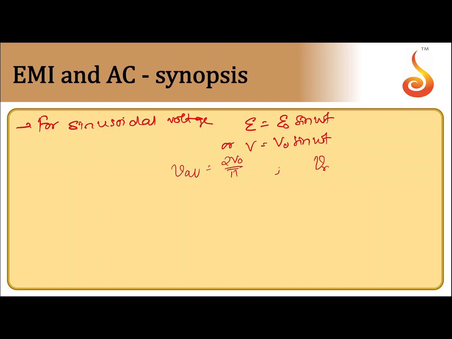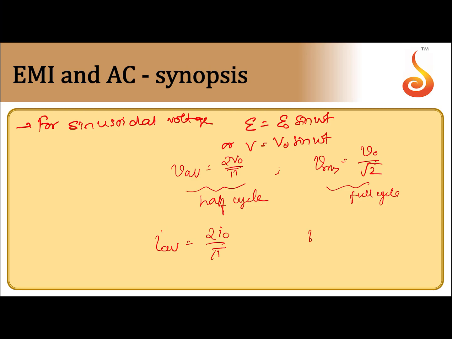And V RMS is given by V naught divided by root 2. Remember, this is for the full cycle, while the average is evaluated for the half cycle. So the full cycle and half cycle values are given like this. Likewise, you can write I average is equal to 2 I naught divided by pi, and I RMS is given by I naught divided by root 2, where I naught is the peak value. I can also write it as I naught sine omega t. So these are some important terminologies which are useful here.